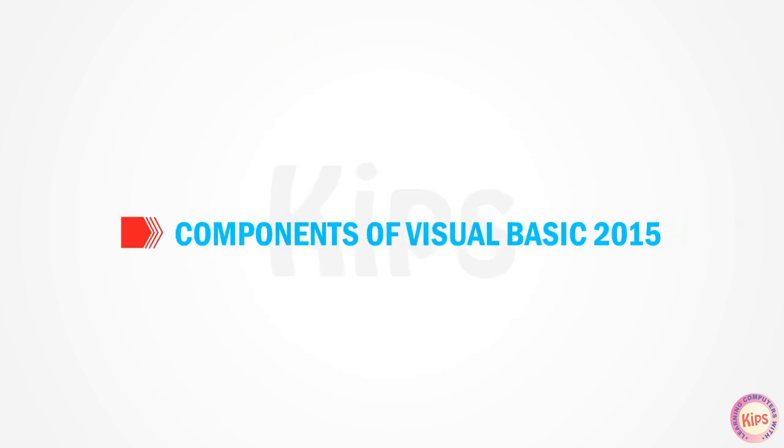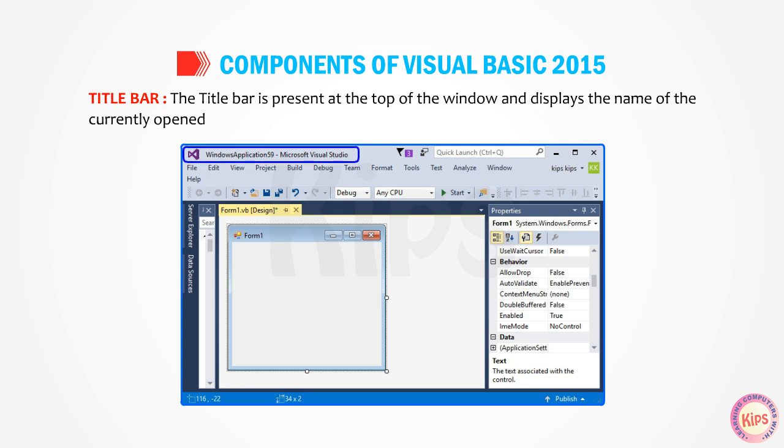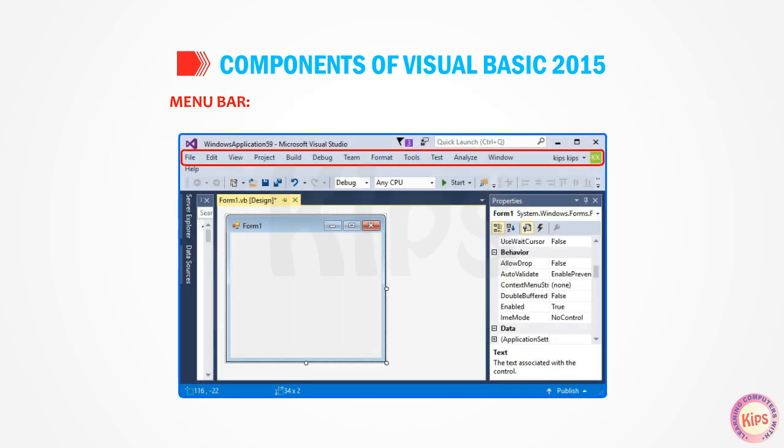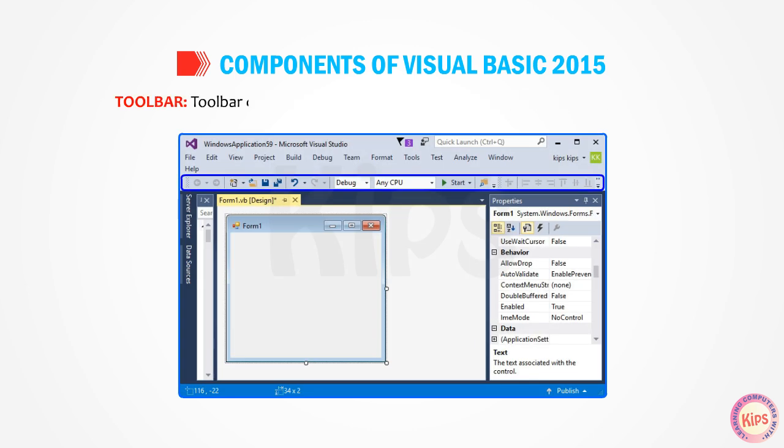Okay, let us discuss the components of Visual Basic 2015. Title bar. The title bar is present at the top of the window and displays the name of the currently opened project. Menu bar. Menu bar contains many menu items and submenus. These items give access to various options which help in developing the application. Toolbar. Toolbar contains icons that give access to frequently used menu items. These icons act as shortcuts to the options available in the menu bar.